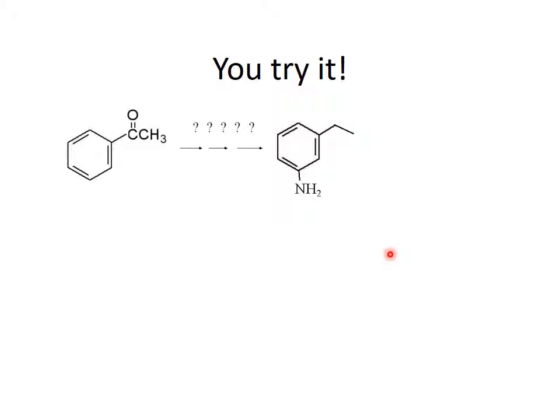So here's a little bit of a challenge for you. Go ahead and try to figure out a synthetic sequence that will take you from acetophenone to meta-ethyl aniline. The triple arrows does not mean that there are 3 steps involved, or 5 question marks, not 5 steps. That's just saying there's more than 1 step needed. So go ahead and try to figure out how you might be able to do this.